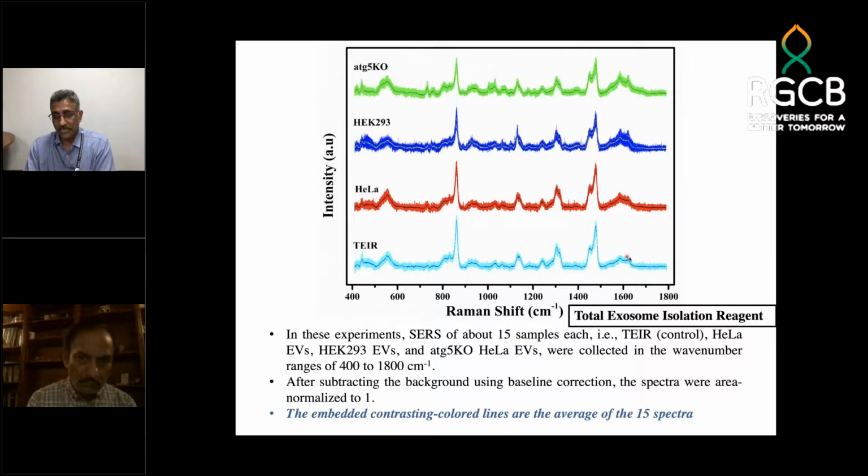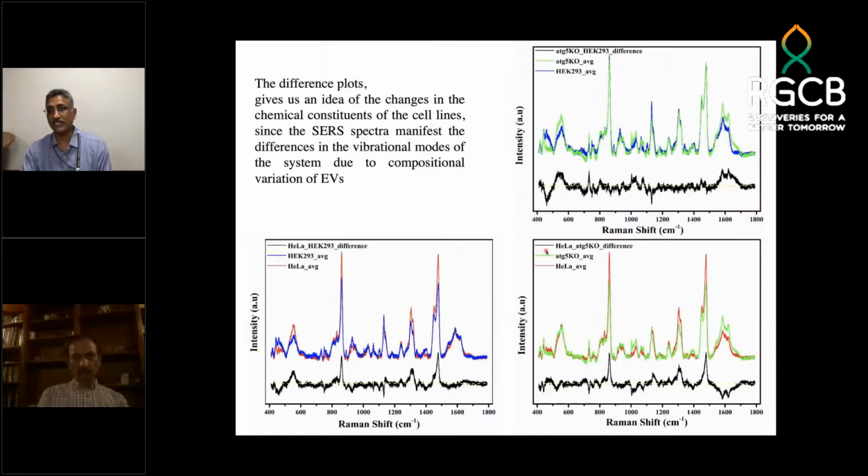You can see subtle variations, which I will use. So this is the exosome extraction reagent, which is majorly seen. But along with that, you can do a subtraction of the two from each other, and you can see the differences are very clear from the Raman. The differences exist between different cell lines.